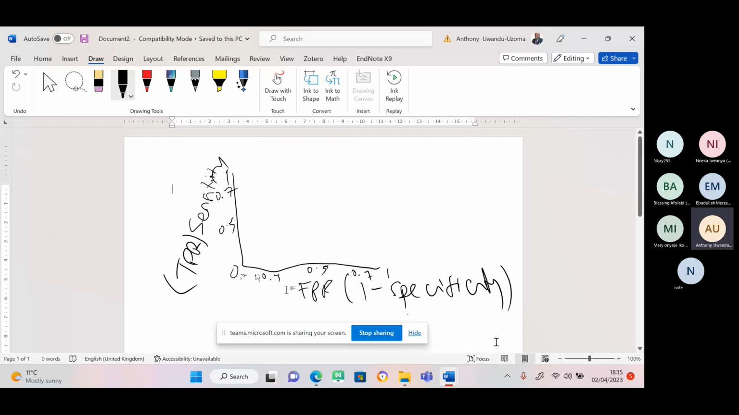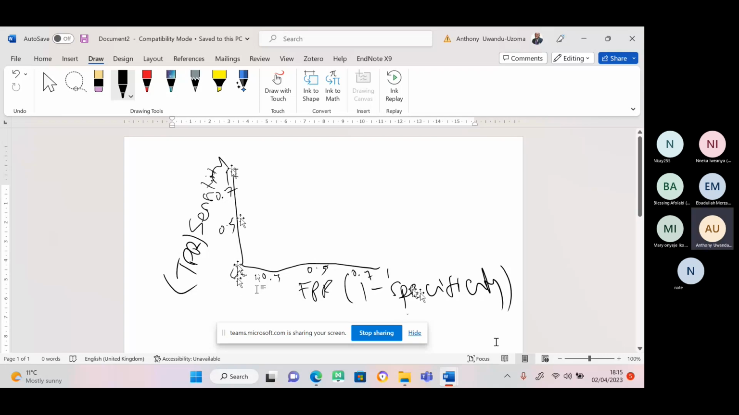So on the vertical axis, what value will give us a sensitivity of 70%? 0.7. Yes, 0.7. So you can see that the vertical axis goes upwards, right? It increases as you go upward, while for the horizontal axis, it's going to what? Decrease as you are going towards the right.